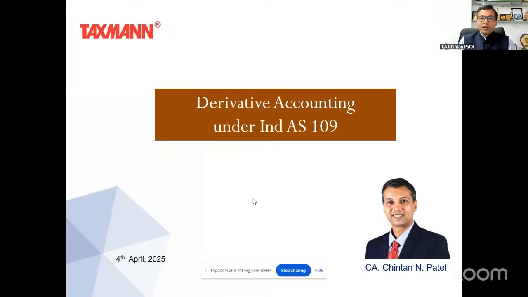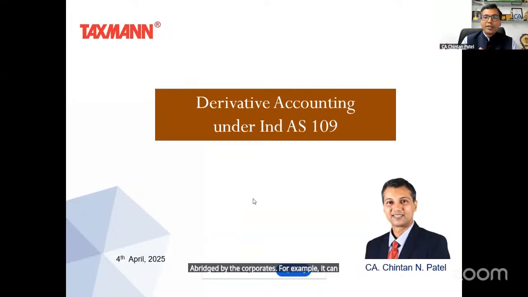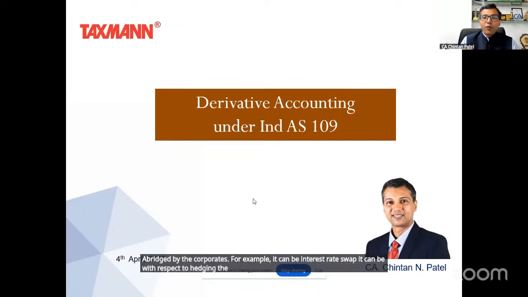Derivatives have been taken as one of the most important risk management tools by a lot of corporates. Why is this risk management? Because in today's world, a lot of financial products have been embraced by corporates. For example, it can be an interest rate swap, hedging of foreign exchange risk, or an index-related instrument issued by the corporates. So in this scenario, accounting for derivatives has become very difficult.